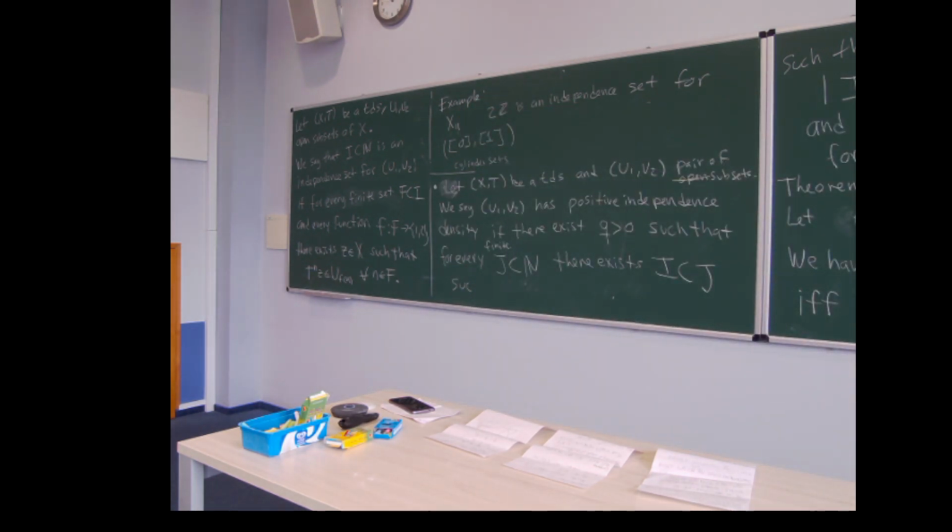We have K1, K2. This defines an open cover with the complements. So then we can measure entropy with respect to this open cover. And there's a relationship between the entropy of the cover defined by K1 and K2 and the fact that K1 and K2 have positive independence density.